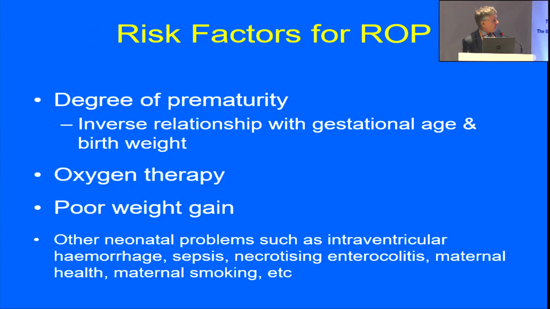So what are the risk factors for prematurity? The degree of prematurity is important. I'm not sure what everyone else's experience is at the moment, but I'm starting to see babies of 22 weeks gestation considered to be salvageable, and they have an incredibly high risk of retinopathy of prematurity. So there's this inverse relationship between gestational age and birth weight and the risk of ROP. Oxygen therapy, and particularly how it's administered early on and the dosages and the saturations that are aimed for a little later. Poor weight gain is another big risk factor. There are a whole lot of others that are not quite so relevant.